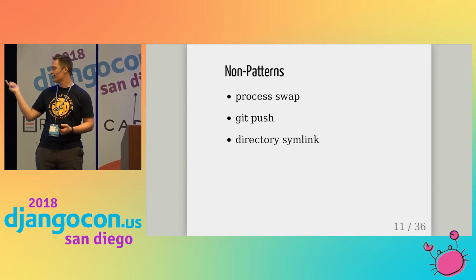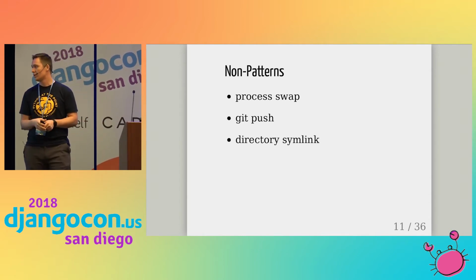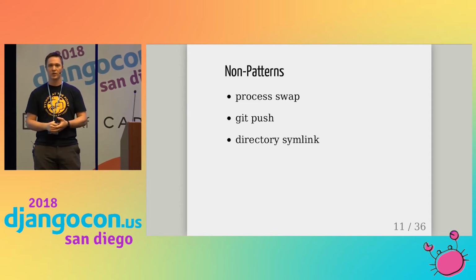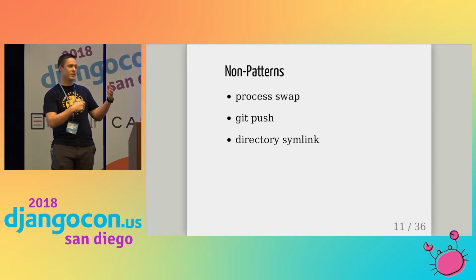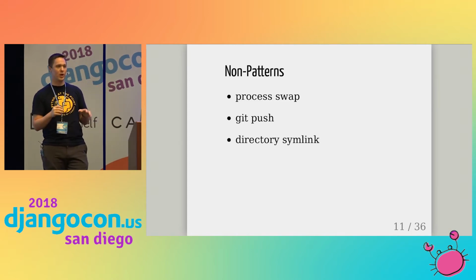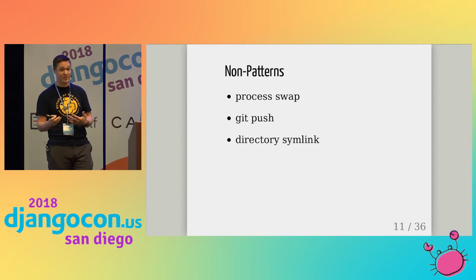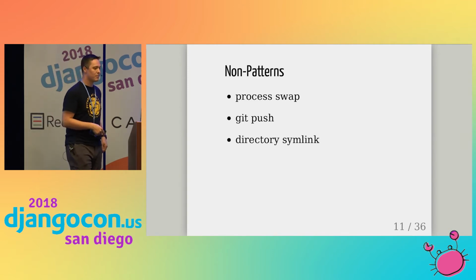And then very similar to process swap is a directory symlink, whereas if you have Nginx calling files instead of a process, you could create some symlink file that Nginx points to, and then you use the operating system to change where that symlink actually points to. And again, there actually is downtime when you do this. It might be a couple milliseconds, but it is there.